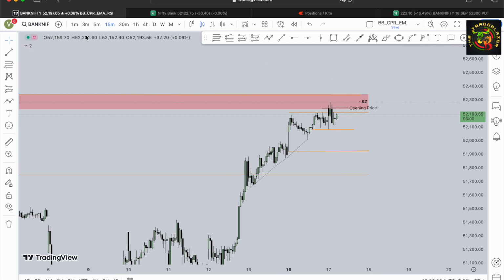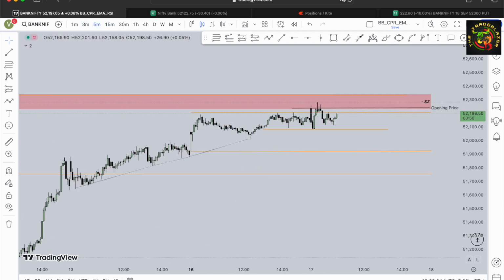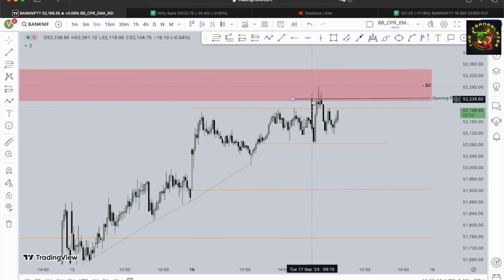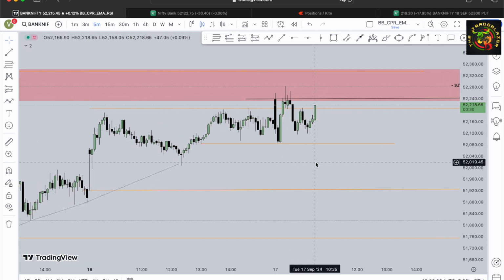So let me shift to the lower time frame. I can see that the market opens gap up and just taps into the supply zone already. Then what happens is it comes down, and in the first candle itself it moves down a bit, then takes support and moves up again. So all sorts of volatility was there.